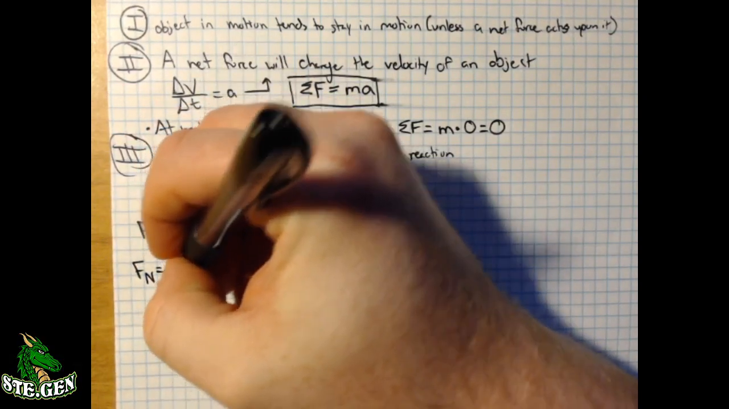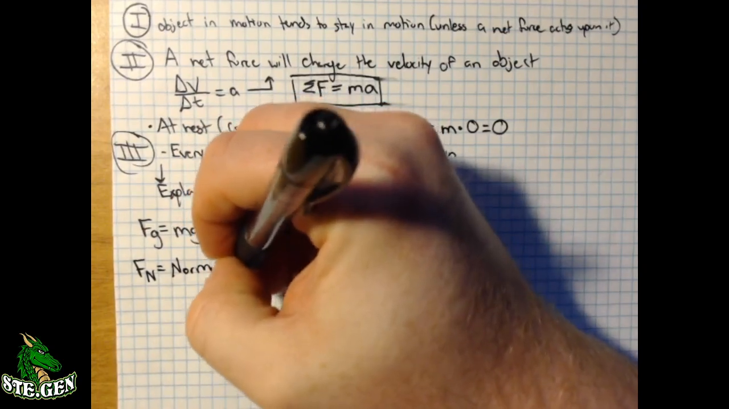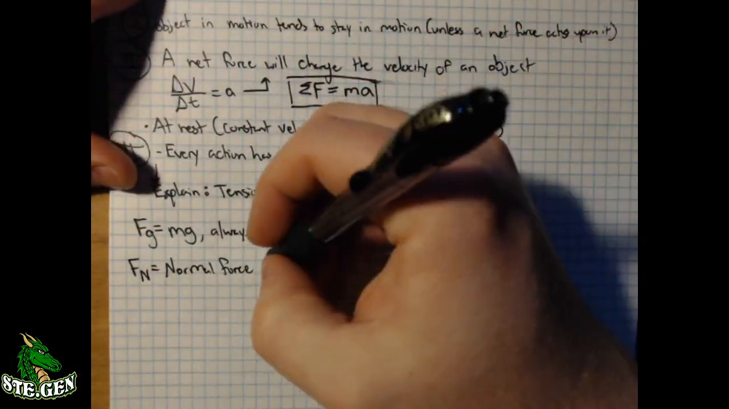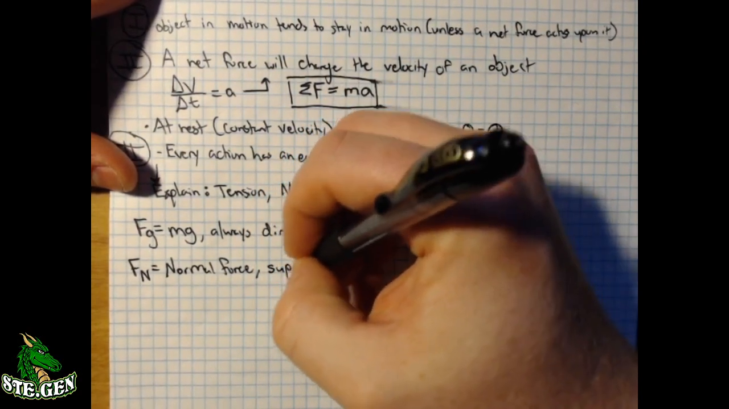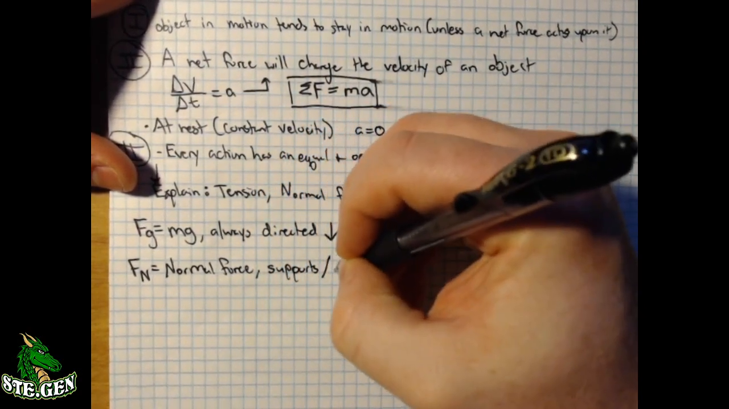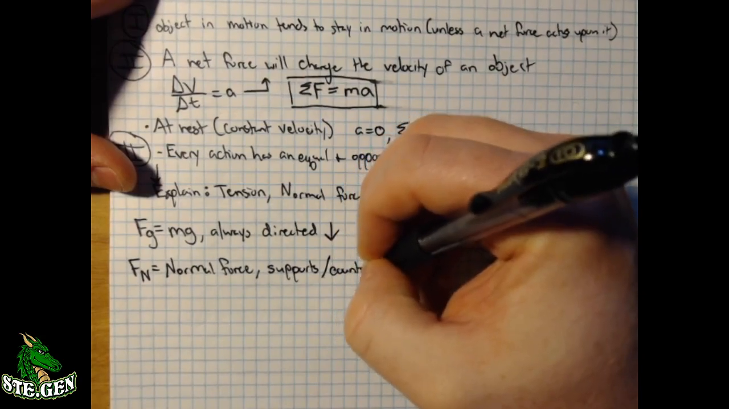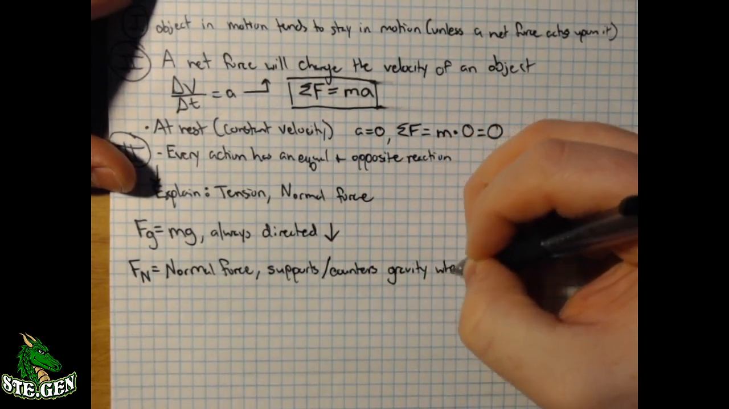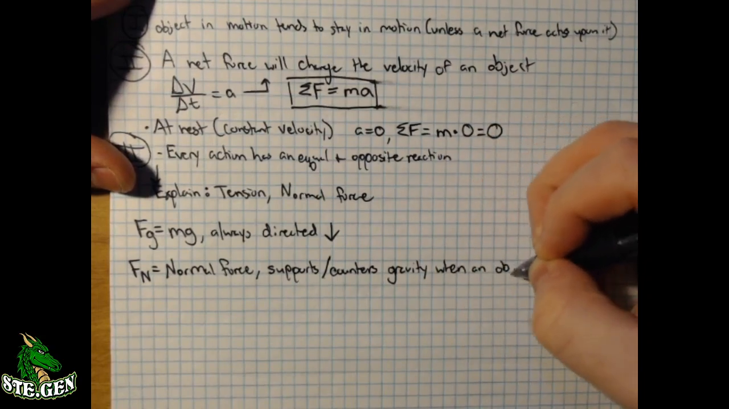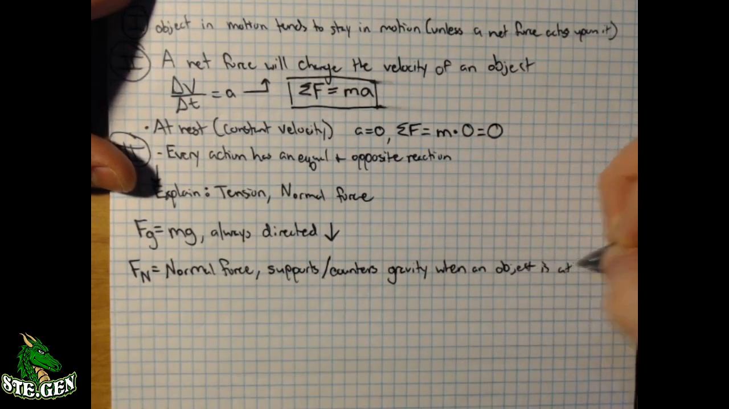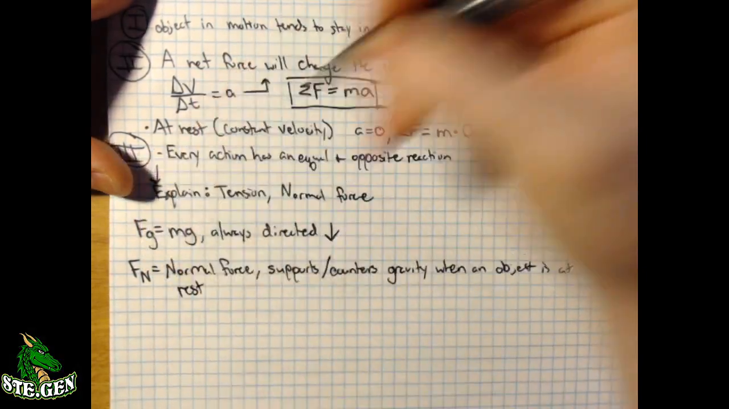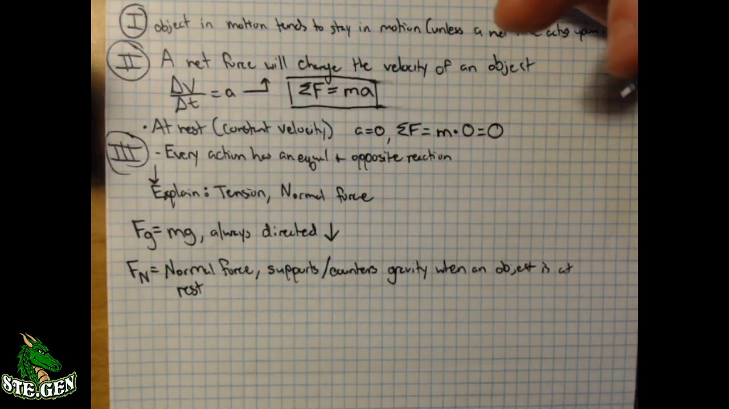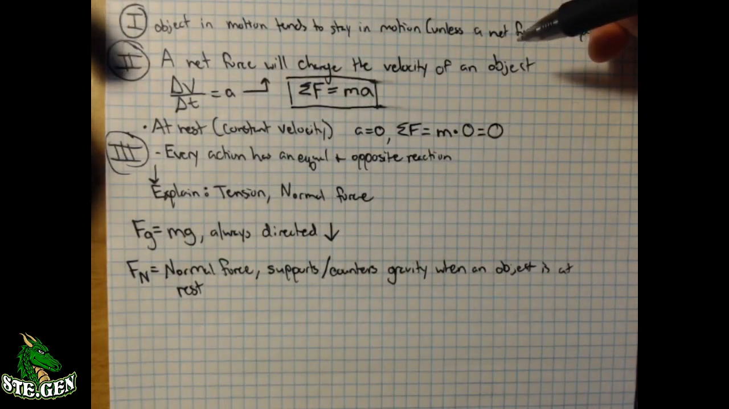So the normal force is going to be the force that supports or counters gravity when an object is at rest. It's technically not just gravity. It can also be, like when you push against a wall and the wall pushes back on you, that's also an example of the normal force.